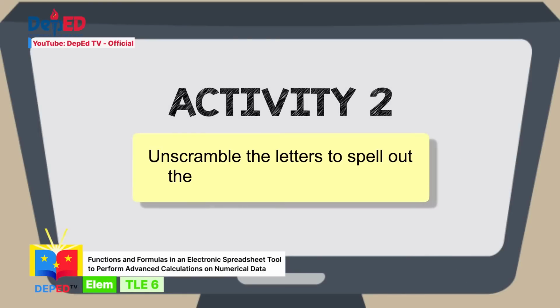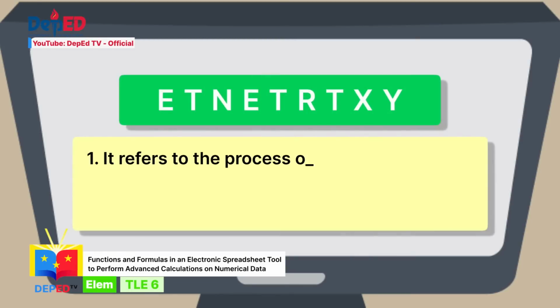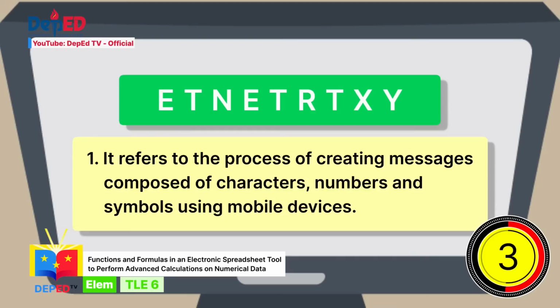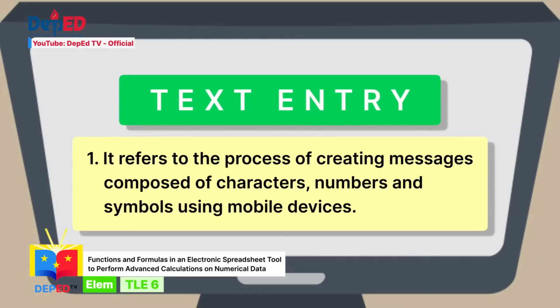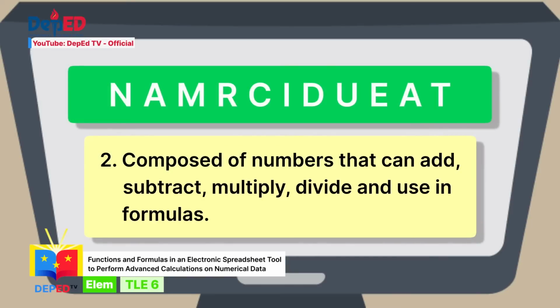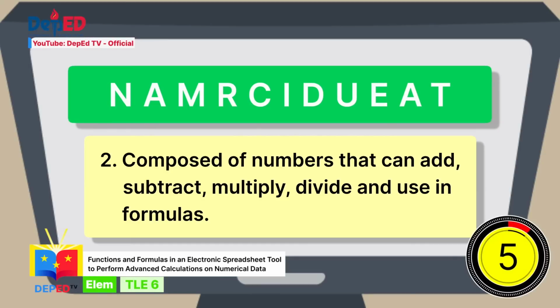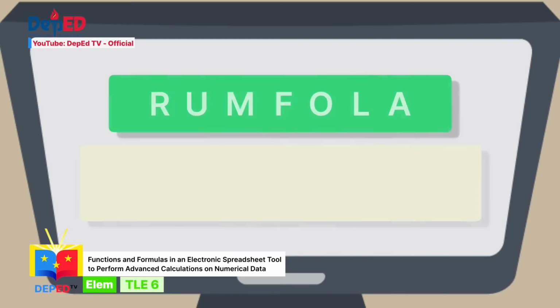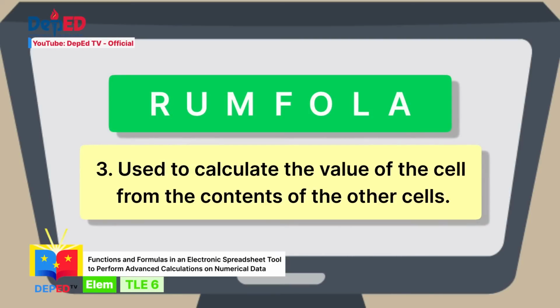Activity number 2. Unscramble the letters to spell out the content being described. Number 1. It refers to the process of creating messages composed of characters, numbers, and symbols using mobile devices. And the correct answer is text entry. Number 2. Composed of numbers that can add, subtract, multiply, divide, and use in formulas. And the correct answer is numeric data. Number 3. Used to calculate the value of the cell from the contents of the other cells.